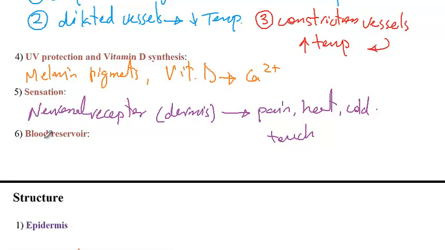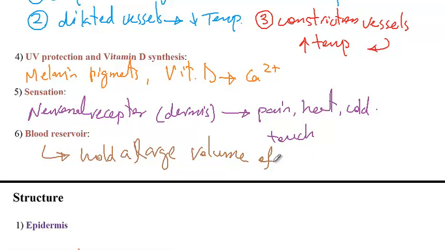And then the final job of the skin system is to act as a blood reservoir, because the dermal vascular supply is very extensive. It can hold a large volume of blood. And so during periods of vigorous exercise, there would be constriction of these cutaneous blood vessels in order to allow shunting of blood back to the muscles.